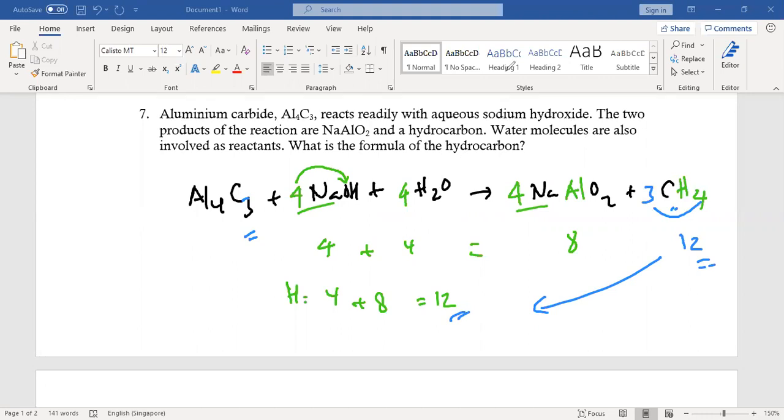So the conclusion is that I have 1 Al4C3, 4 NaOH, 4 water, 4 NaAlO2, and then I also have 3 molecules of methane.